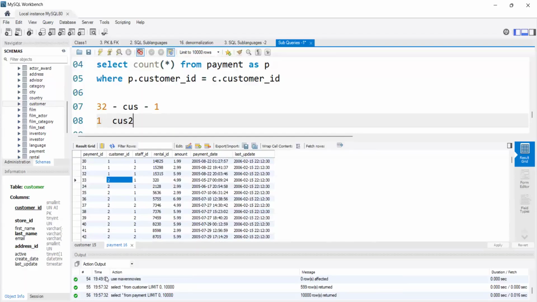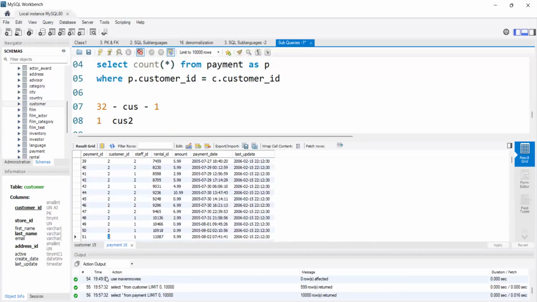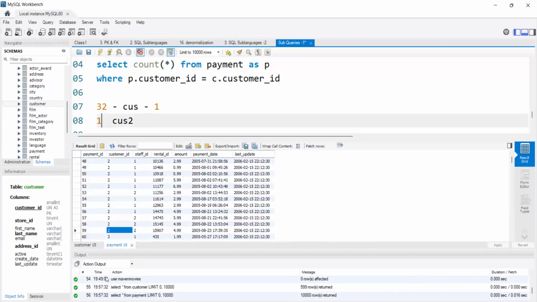Until the condition is not satisfied, this will be 1, 2, 3, 4, 5, 6, 7, 8, 9, 10, 11, 12, 13, 14, 15, 16, 17, 18, 19, 20, 21, 22, 23, 24, 25, 26, 27. I have only 27 records here. So for my customer ID 2, it will execute 27 times and count the value as 27.